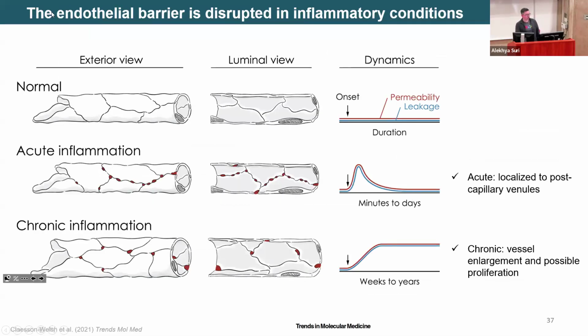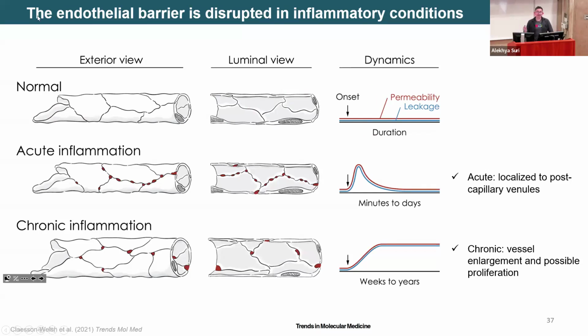Finally, I wanted to tell you a little bit about the endothelial barrier, because this is what I do for research. This is the thing that's really close to my heart. So on the top panel, you have the normal endothelial barrier that's sort of tight, permeability is low, leakage is low.